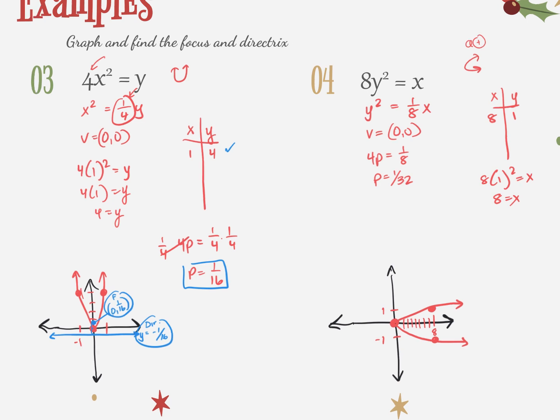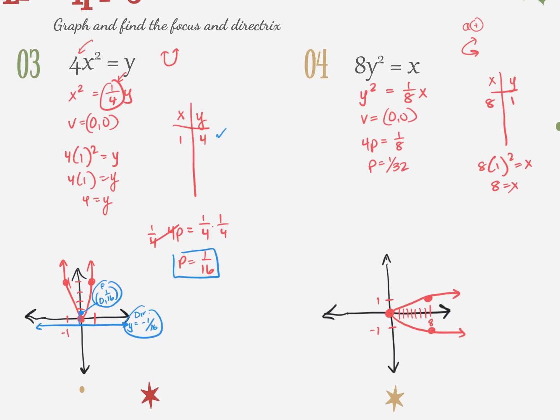Now I need to figure out where my focus and my directrix will be located. And when the center is 0, 0, it's super easy. I know my focus is going to be inside the parabola, so it's going to be to the right. So it's going to be, let's say, right here. And again, the ordered pair, remember that the vertex is at 0, 0, right? I know my x value, I'm going to have to add 1/32 to the x, but the y is going to stay the same. So I know my focus is located at 1/32 and 0.